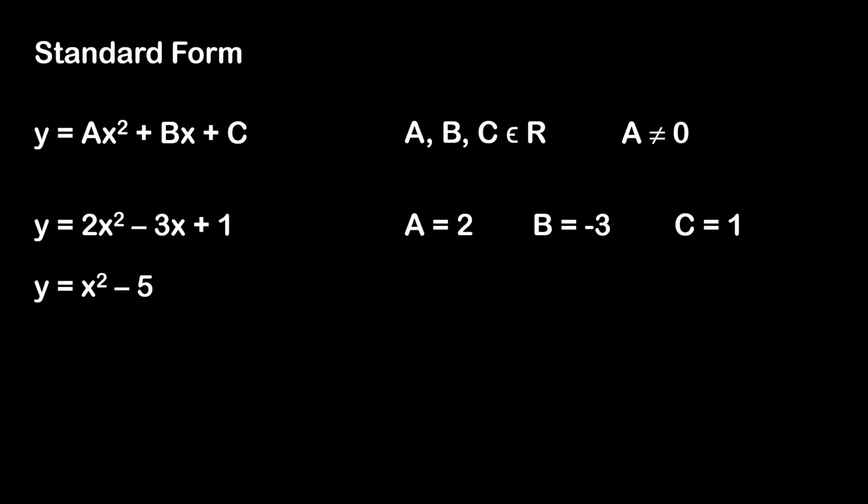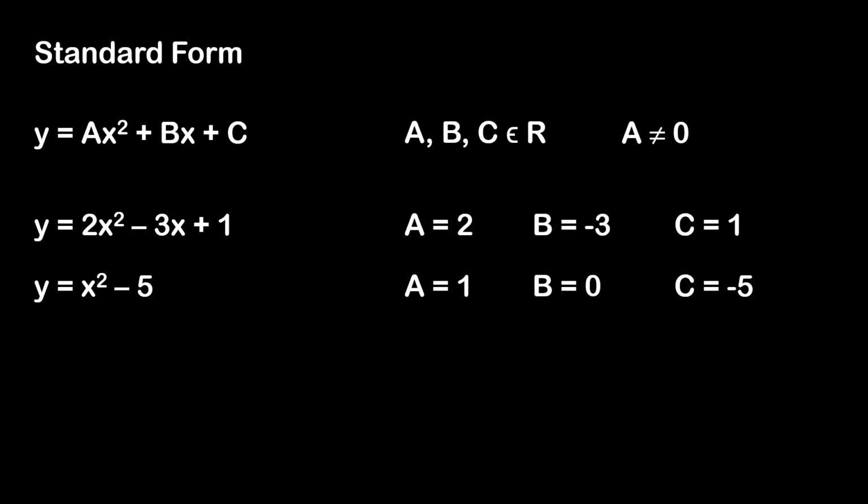Y is equal to x squared minus 5, again is in standard form. In this case we have a is equal to 1. Right, so there isn't any number in front of the x squared, but we know it's 1, because 1 times x squared is just x squared. Okay, in this case, b is equal to 0, because we don't have an x term, so we must have 0 times x so that the x term goes away. So now we know that b is equal to 0. And finally, c is equal to negative 5.